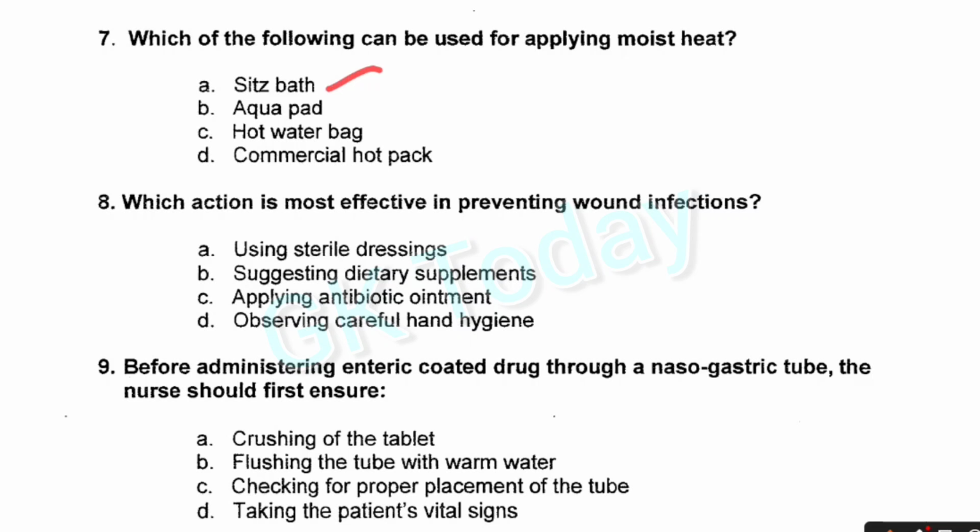Question number 8. Which action is most effective in preventing wound infections? Correct answer is option D, observing careful hand hygiene. Question number 9. Before administering enteric coated drug through a nasogastric tube, the nurse should first ensure? Option C, checking for proper placement of the tube.